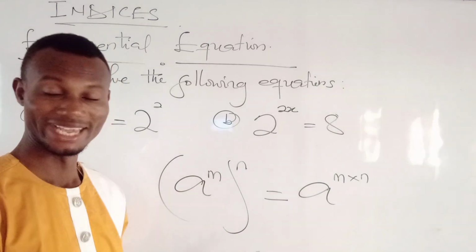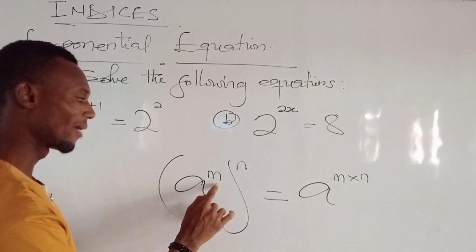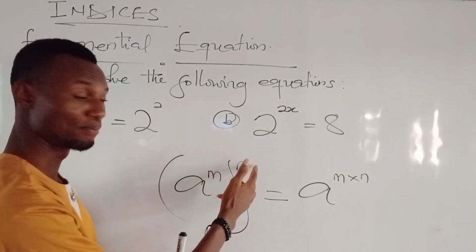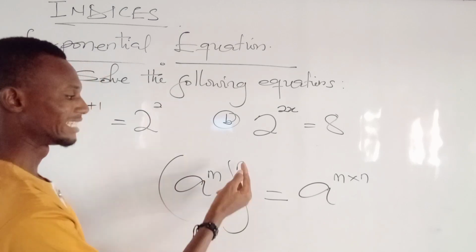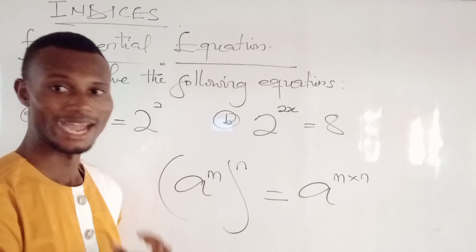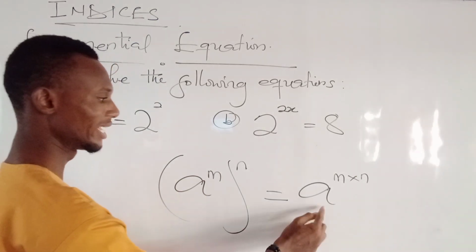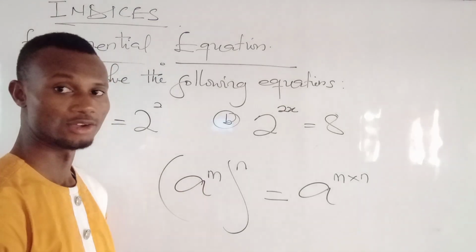Okay, so again, let me go over one more time. The law says that when you have a to the power m, all being raised to another power, to simplify it, this power outside the bracket will multiply the power inside the bracket. So it's going to be a to the power m times n. Okay, and that is how you simplify it.